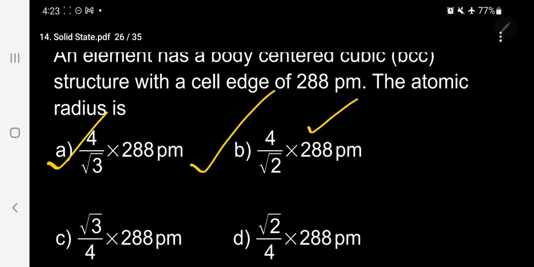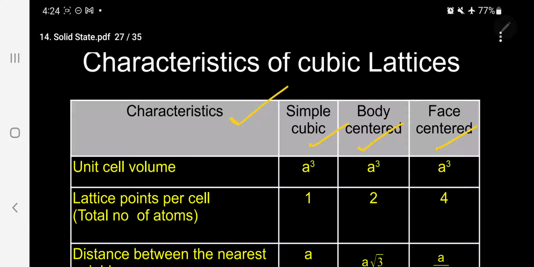Let me now go through this. This is the tabular column I have already given in my lesson video. Just see here the characteristic heading: simple cubic, body centered, face centered. This should be memorized. This is not present in our CBSE or Samacheer syllabus. It is taken from a higher, BSc level book. Please follow. The unit cell edge for simple cubic is a, body centered a, face centered a; in all cases a cube is the same. The lattice points per cell, that is the total number of atoms: simple cubic 1, body centered 2, face centered 4.